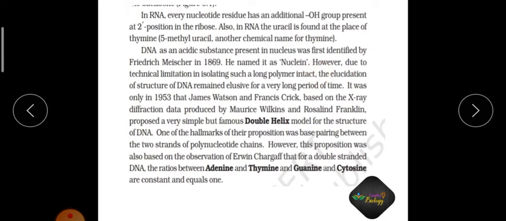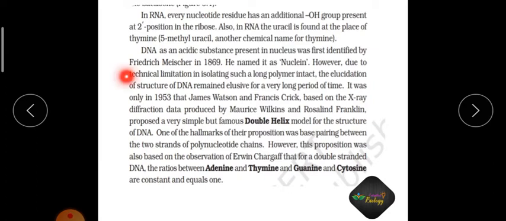Due to technical limitation, he was not able to isolate and elucidate the structure of DNA. So, in the year 1953, James Watson and Francis Crick proposed the famous and simple double helical structure of DNA using the data obtained by X-ray diffraction technique performed by Maurice Wilkins and Rosalind Franklin. So how many scientists' names have we come across in this paragraph? Five scientists' names.